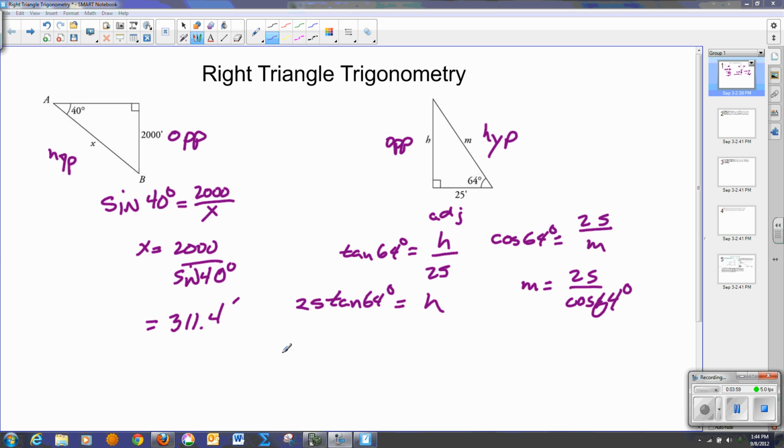So 25 tan 64 is about 51.25. That's in feet. That's going to equal h. And then 25 divided by the cosine of 64 is about 57.03 feet. Let's move on to our next example.